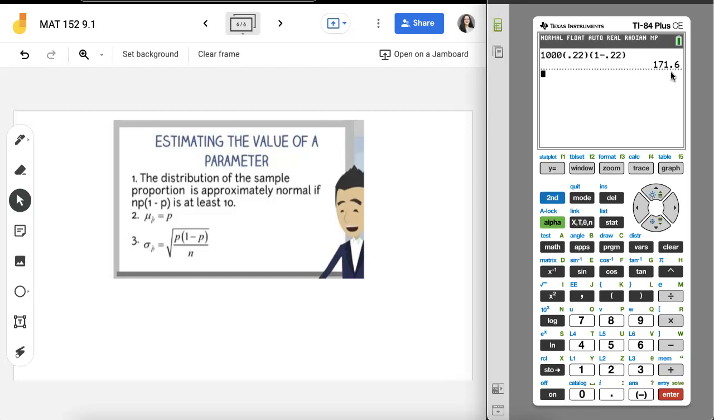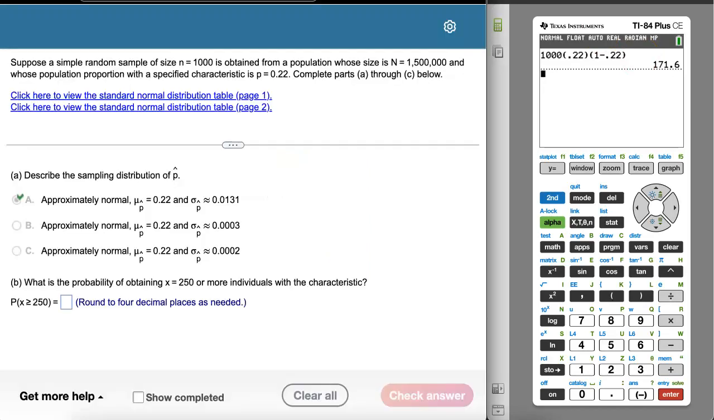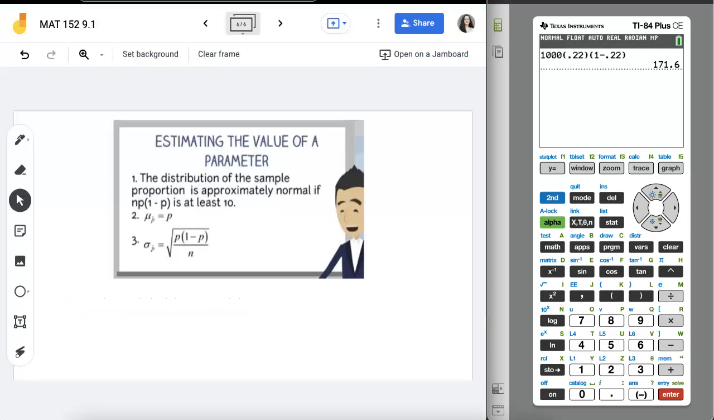There is one other requirement here, that the sample size needs to be less than or equal to 5% of the population size. No, that's not explicitly stated from the notes, but we could definitely see here that 1,000 is less than 5% of 1.5 million. And that one's the independence requirement. So now that those requirements are met, we can find the mean of the sample proportion and the standard deviation of the sample proportion.